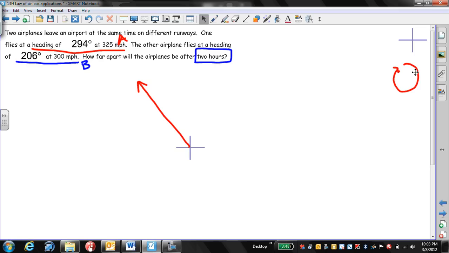Now, how long has that airplane traveled? Well, it's in the air for 2 hours at 325 miles. So it has traveled 650 miles. That is the magnitude of this vector.